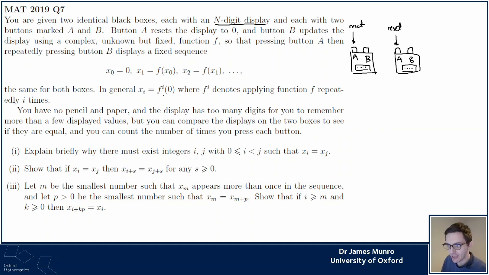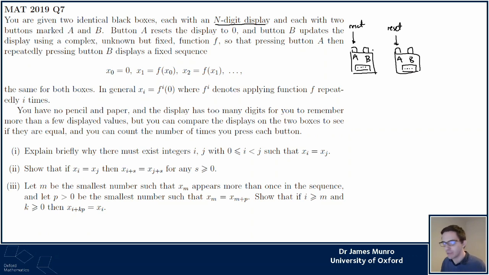In general, X_i here is what happens when you apply F i times. Okay, bad news. We don't have pen and paper. The display has too many digits for us to remember more than a few displayed values. We can compare the two boxes to see if they're equal, and we can count the number of times we've pressed the button. So our strategy to try and work out what this function is doing, I suppose, could be something like press the button on one box, and then reset it, press the button once, press the button here twice, and see if those are the same or not.